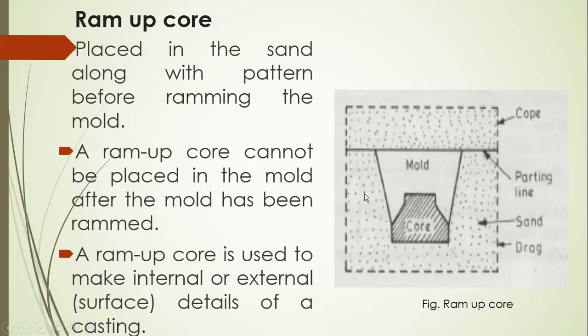This ram of core is used to make internal or external details to the casting. You can make internal or external details to the casting which have irregular shapes, which is not economical to make by other cores, can be made by using this ram of core.